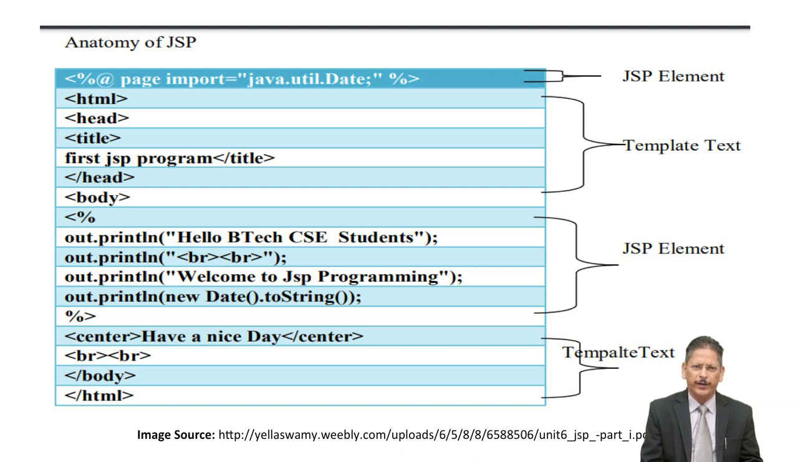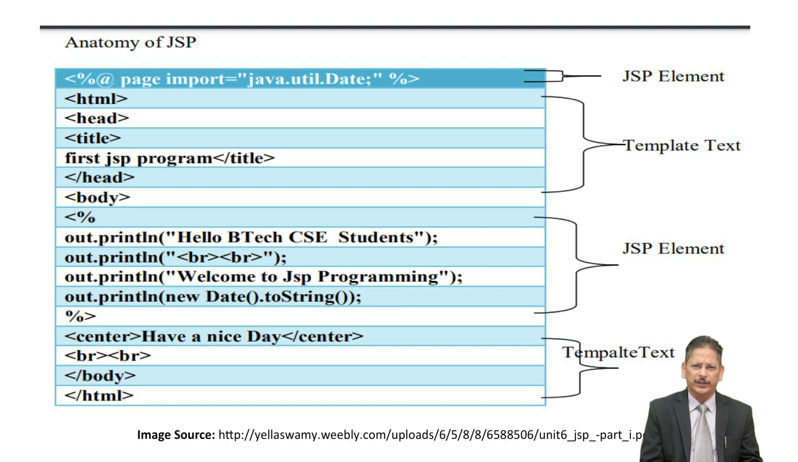So these statements I will call JSP elements. Here out.println displays a message, hello BTEC CSE student, and again we have written out.println with line breaks, two times br, and the third one is welcome to the JSP programming, out.println, and inside double quotes we have mentioned welcome to JSP programming. In the fourth line it will display, and in the fifth line out.println new Date().toString(). The date function is used here, and it will return the date, which will be converted into a string. That string value will be displayed on our screen. So date dot toString means the string form of the date will be displayed on our screen, and then we will close it by the %> sign.